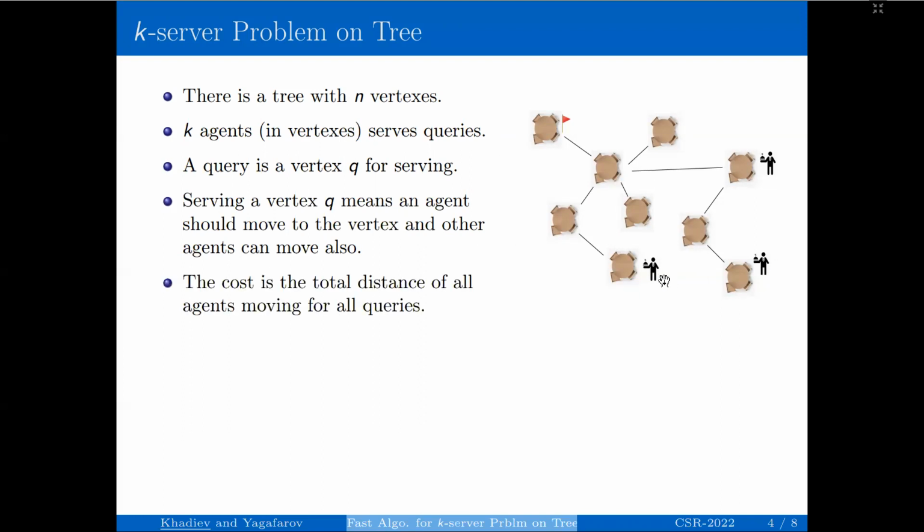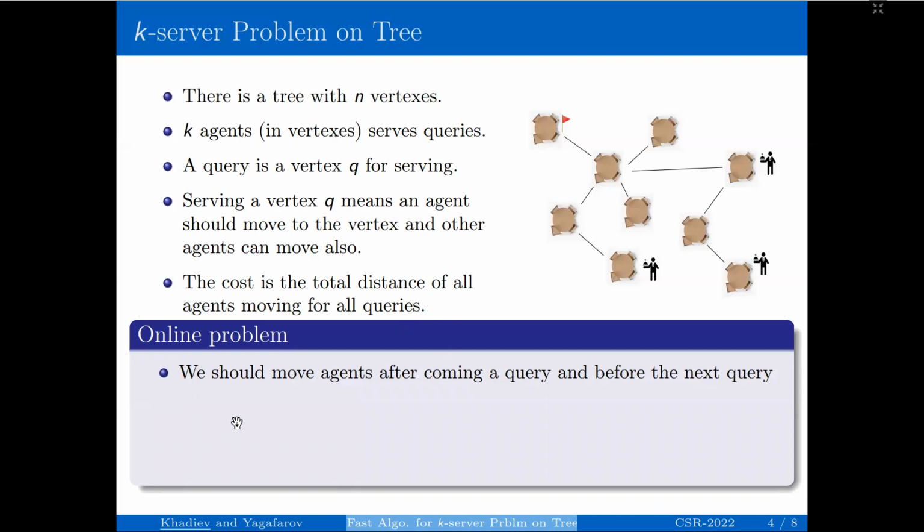And what is the cost of output? One query, one input, is one index of the querying vertex, and the output is the new positions of our agents. And the cost of this output is the total distance that all agents move for all queries. We have m queries. For each query, we move agents, and the sum of all distances that all agents move on all queries is the cost of our output.